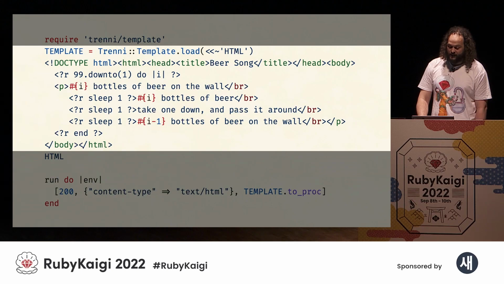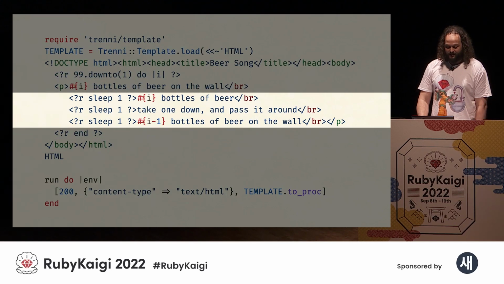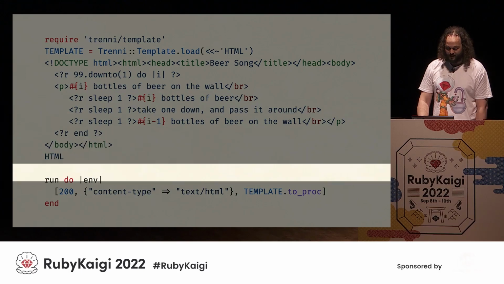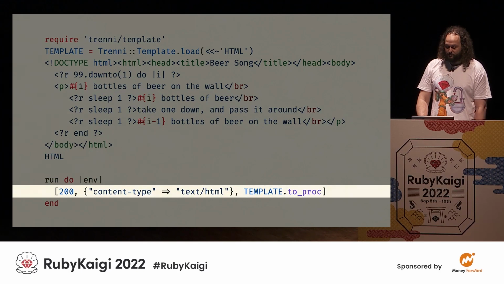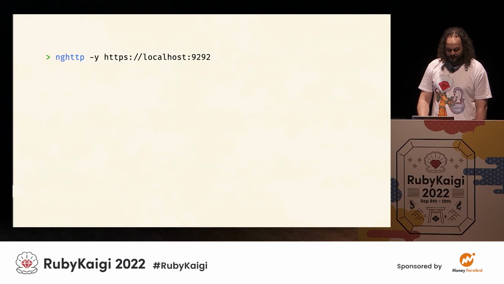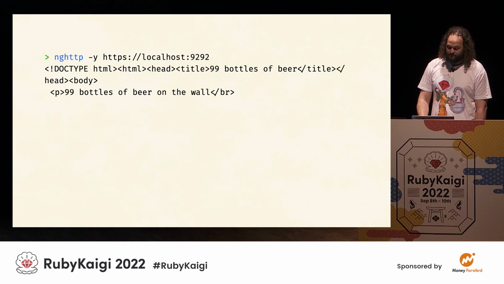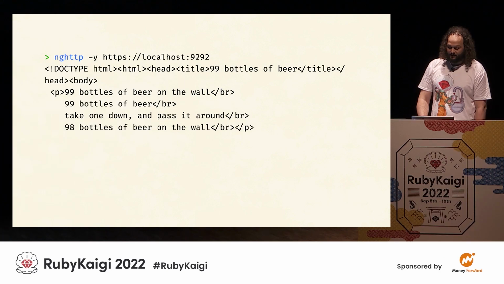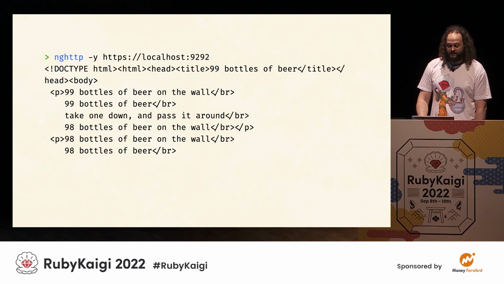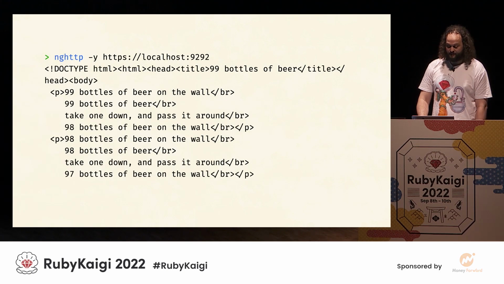We can do more advanced things like streaming templates. In this example, we create a small template which sings the traditional 99 Bottles song. Between each line, we sleep for 1 second while generating the output. We can then return this template as a proc that writes to the output stream. The streaming response can be easily demonstrated by an HTTP client like this. Each line is printed after a 1 second delay.